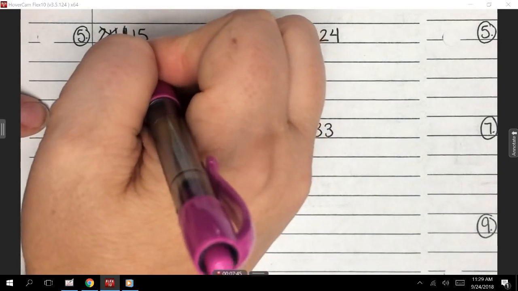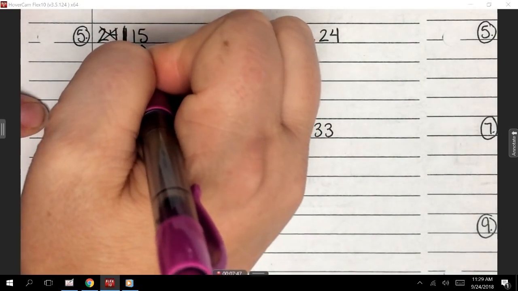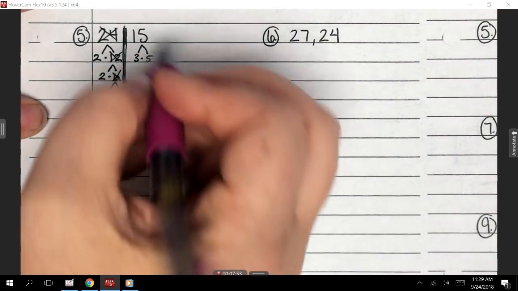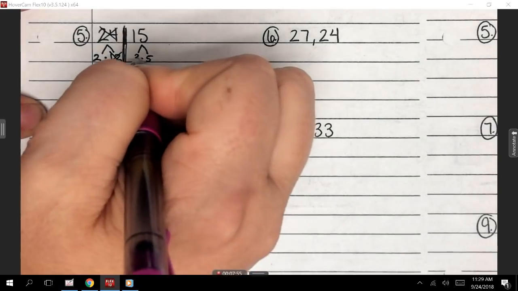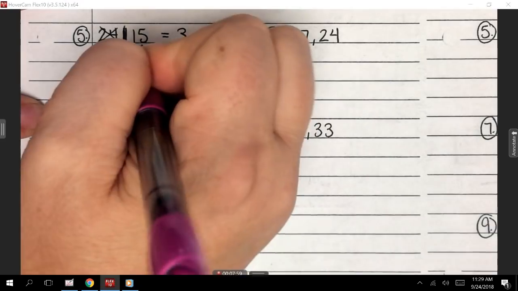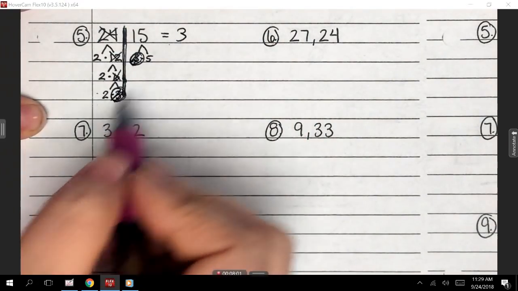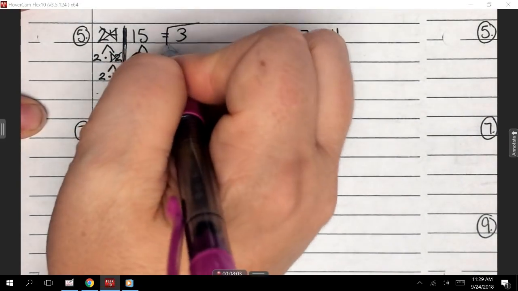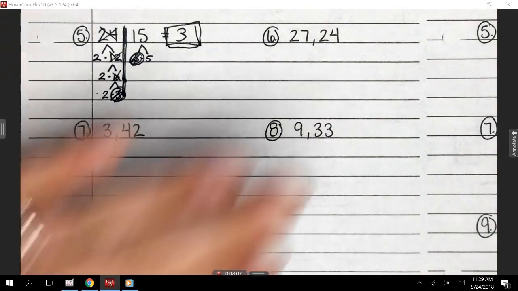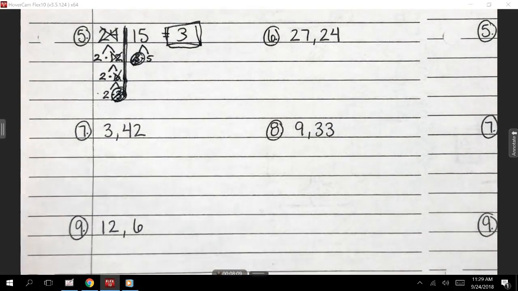All right, 15 will split into 3 times 5. All right, 3 and 5 won't split anymore. All right, if I look closely at these, the only thing that they have in common is 3. So I'm going to put equals 3. And then just double check, 2's, 5's, nothing else in common. So my answer here is 3. All right, guys, make sure you finish those other 4 on your own. I do want to look at some LCMs together, though.